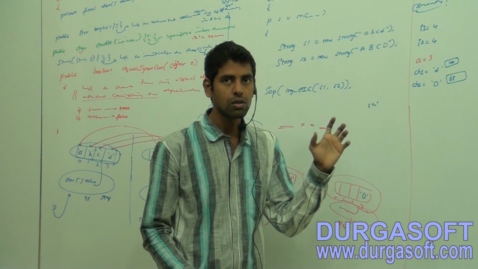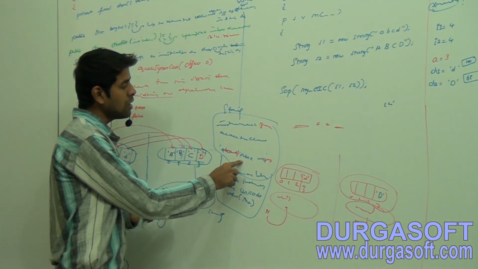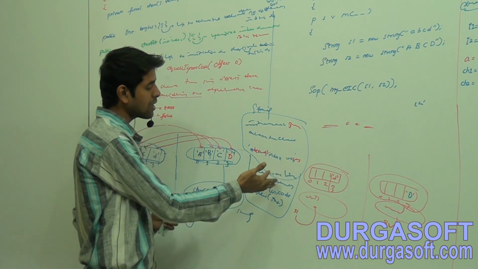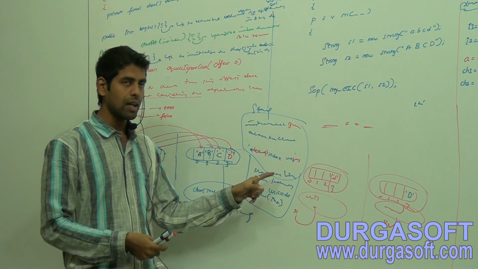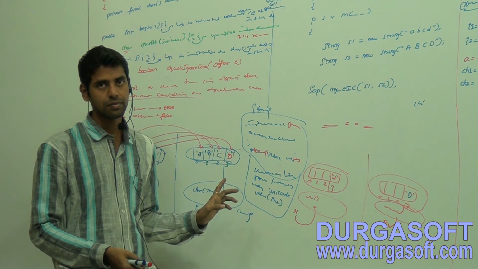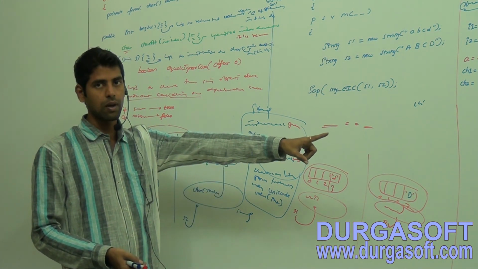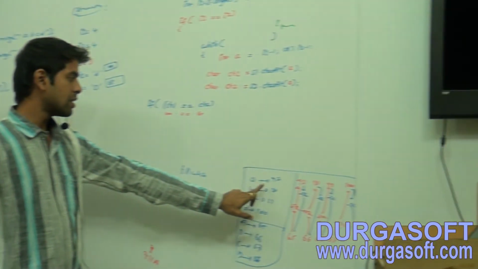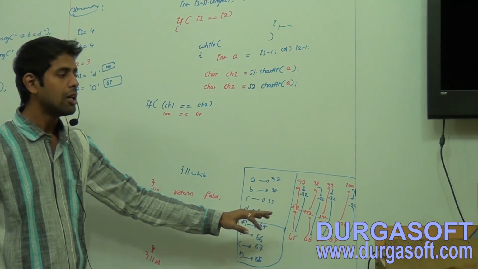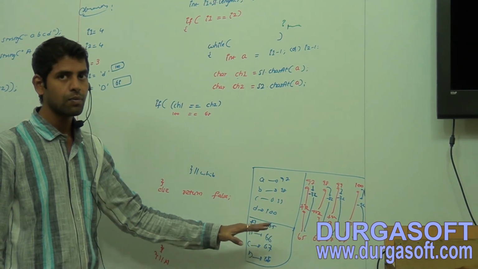Internally JVM will use those values only. Number one thing, to access characters, internally JVM uses index values. And in case of character literals, JVM internally uses Unicode values. Okay, now that is our Unicode values. For small a it is 97, for small b 98, small c 99, small d 100. For capital A 65, capital B 66, capital C 67, capital D 68.